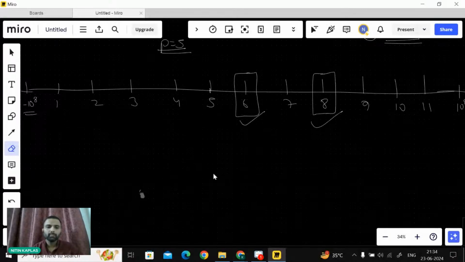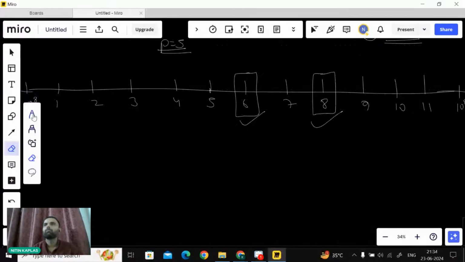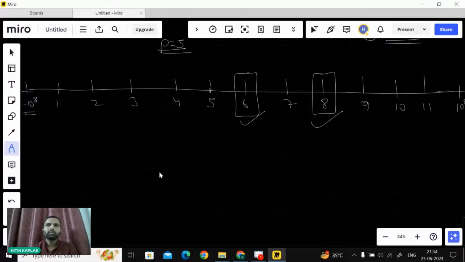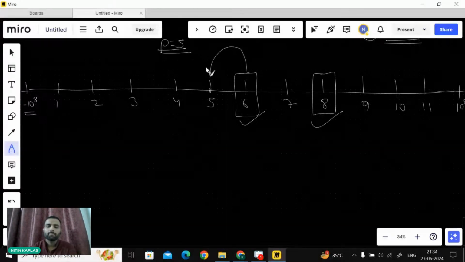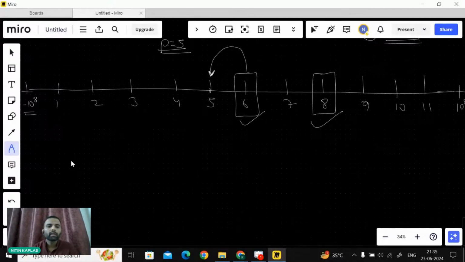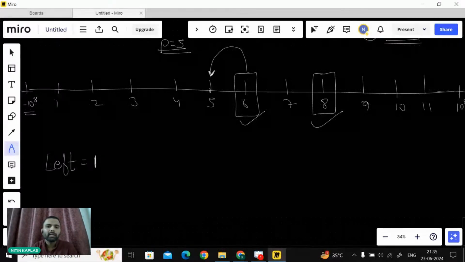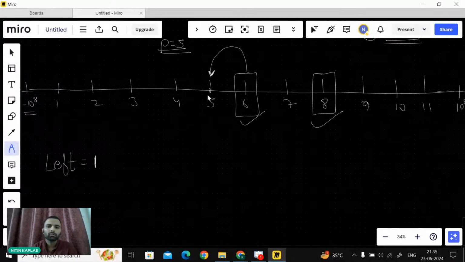But the question arises, what is my minimum value? As you see here, the minimum value is 1. Why? Because that plot I can buy. So your minimum value, or we can say the left value, is always 1. I can buy just the adjacent plot number. Now, what is your maximum value?